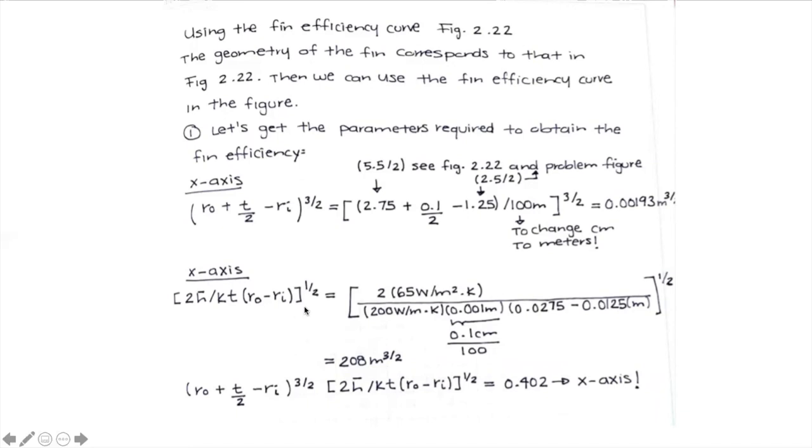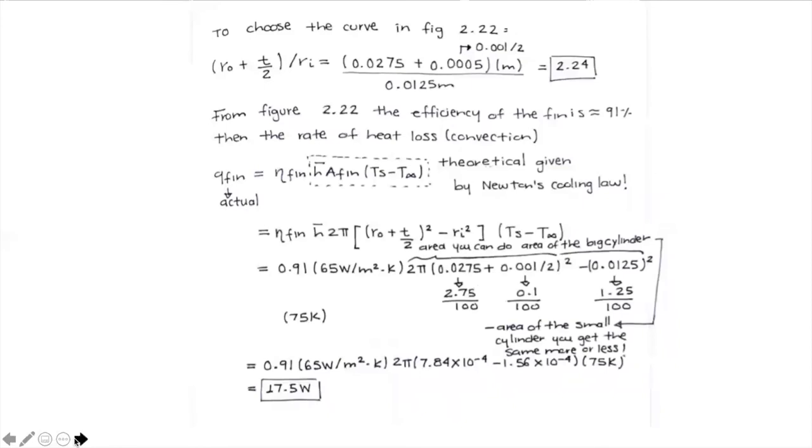We also need this value for the x-axis, so I'm going to calculate it separately. If we multiply this one by this one, we have finally 0.4 to read the x-axis. So, a very long equation just to get that. We also need to calculate r naught plus t over 2 divided by ri to locate which curve we are going to read in figure 2.22. After doing that calculation, again, be careful with the meters conversion, we get 2.24.